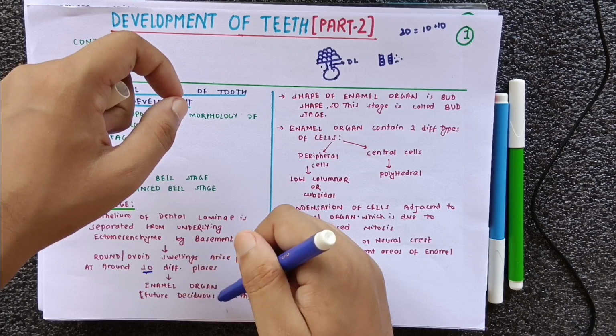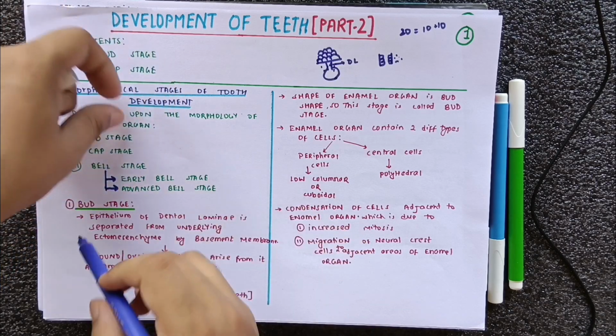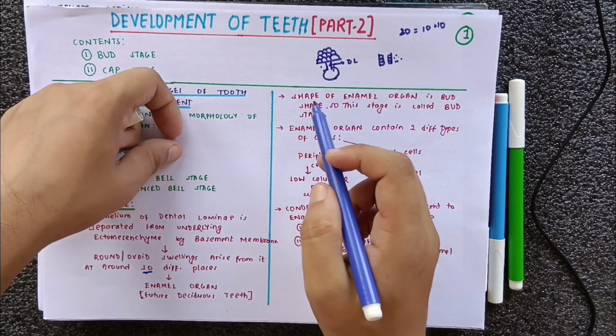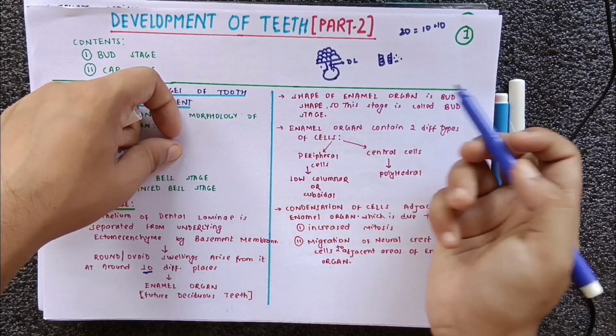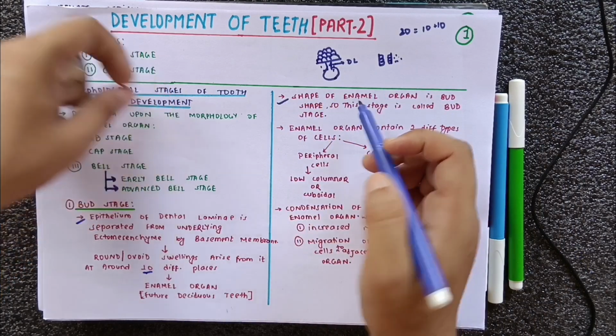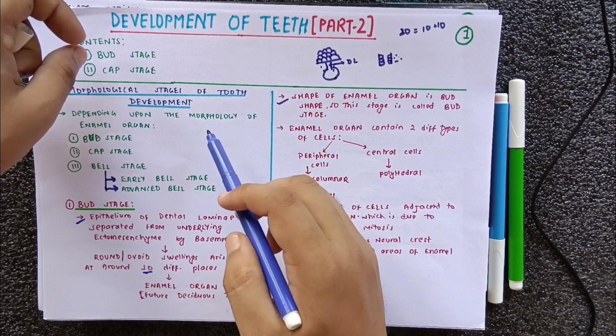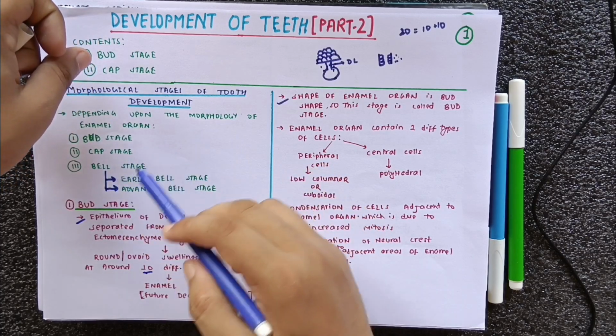Okay, for formation of the deciduous teeth. So after this, we will be discussing this point. In this point, as I have written here, the shape of the enamel organ is bud shape, so this stage is called the bud stage. As I have told you here, on the basis of morphology, we are dividing the periods of tooth development.